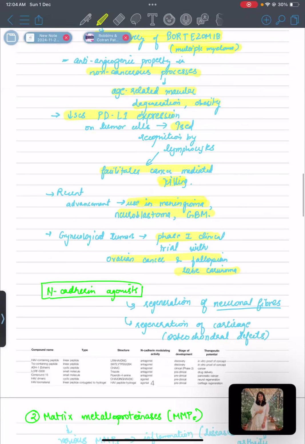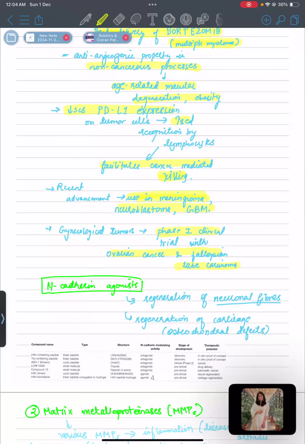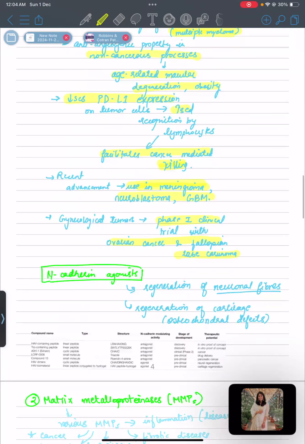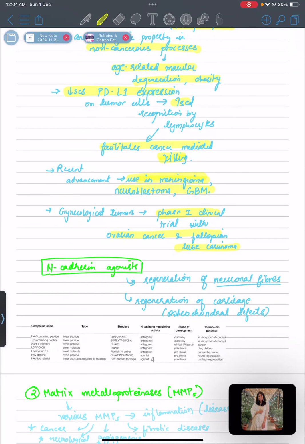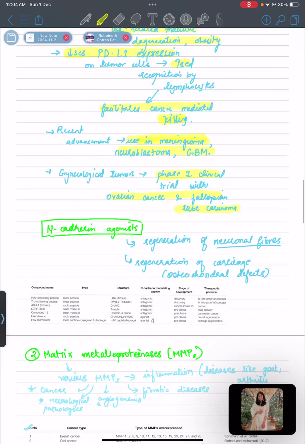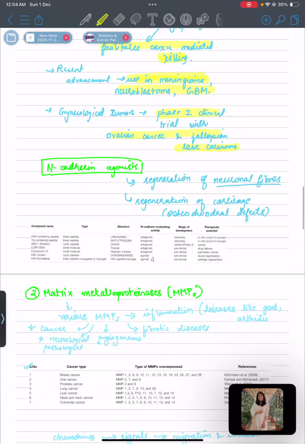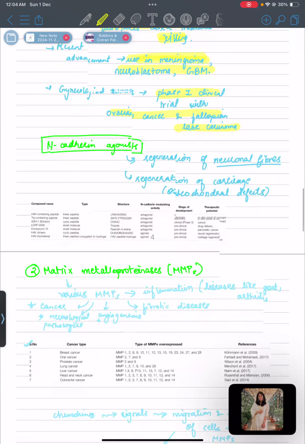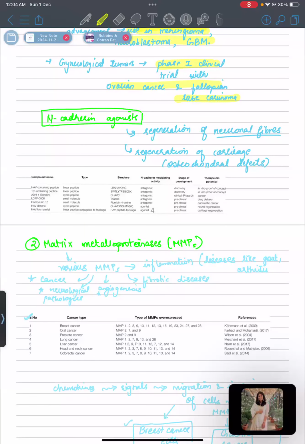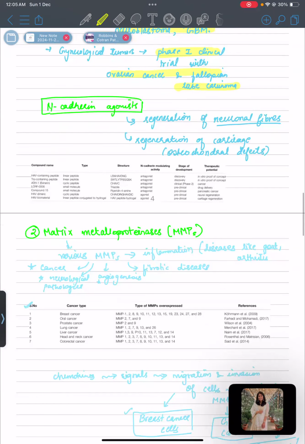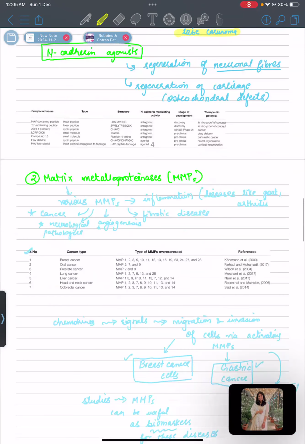You can also go upon and search some oncolytic viral therapies. Then gynecological tumors of phase 1 clinical trials are going on with ovarian carcinomas and fallopian tube carcinoma to study the response of N-cadherin antagonists. Then N-cadherin agonists have been studied for regeneration of neuronal fibers and regeneration of cartilage and osteochondral defects or pathologies. Here's a table giving certain names of N-cadherin antagonists and agonists and their stage of development and their therapeutic potential. So you can go upon these or search in a bit more detail.